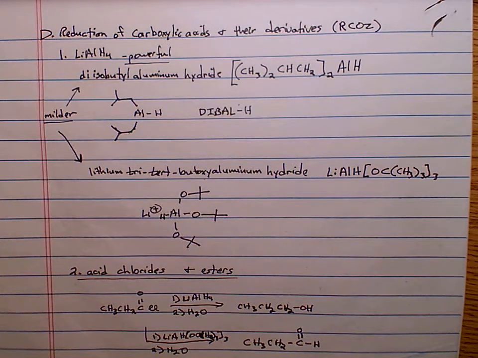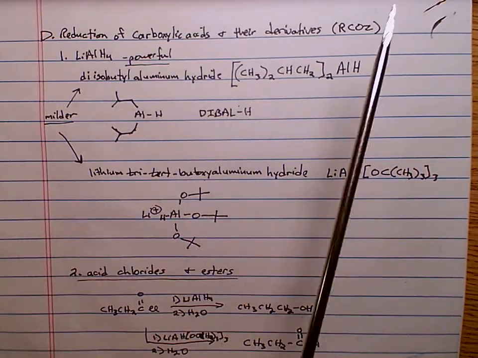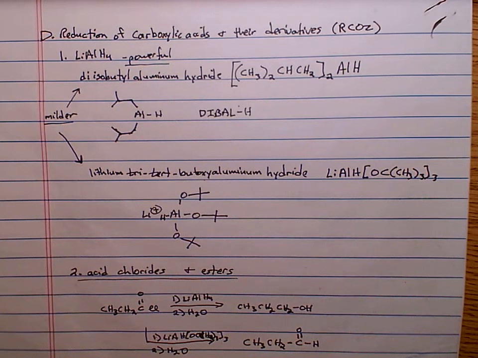Okay, looking at the reduction of carboxylic acids and their derivatives. RCOZs are called carboxylic acid derivatives because they remind you of carboxylic acids. Carboxylic acid, RC double bond O OH, an electronegative oxygen. In RCOZs, the Z is the OH if it's a carboxylic acid. It's OCH3 for esters, amides, acid chlorides. You've got an electronegative group.